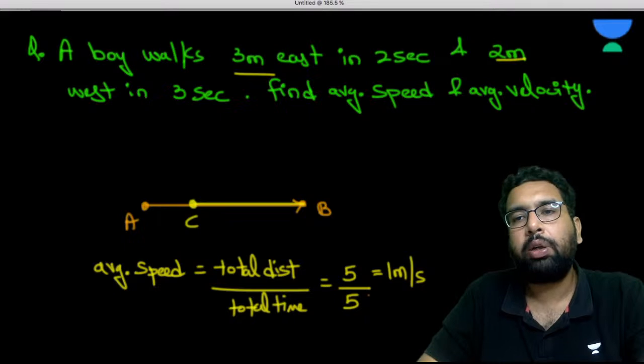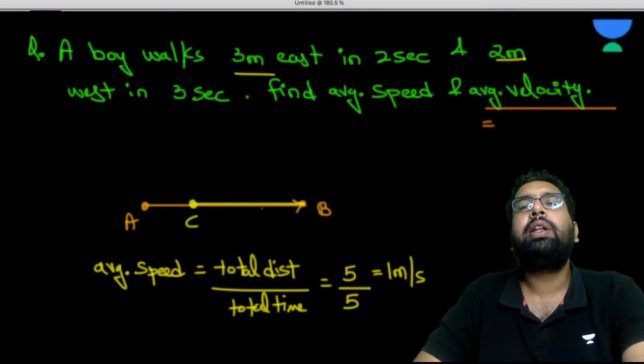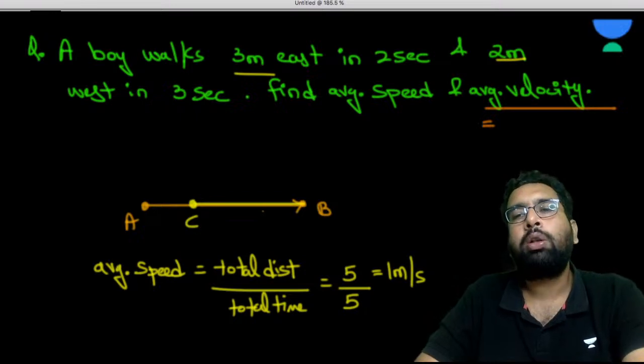Now, what is going to be the average velocity? For average velocity, sir, we need the displacement upon total time.